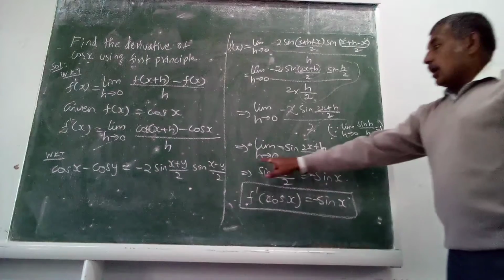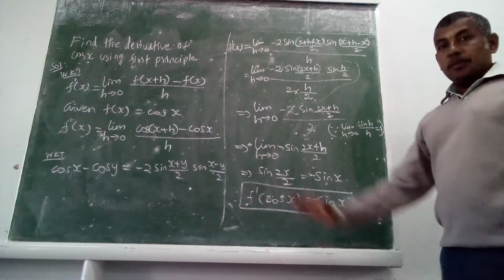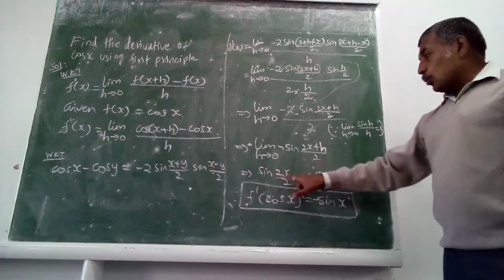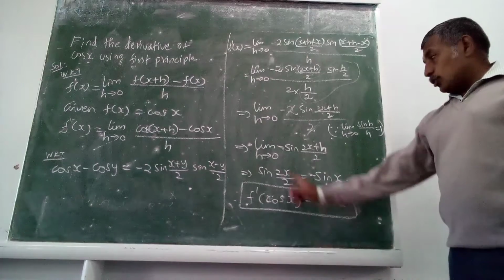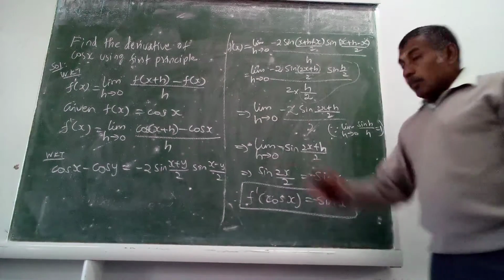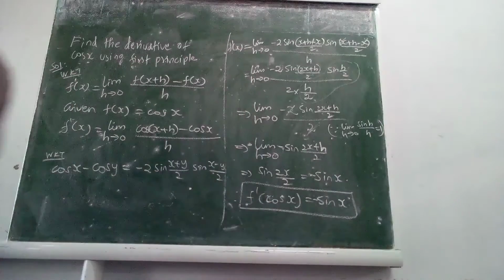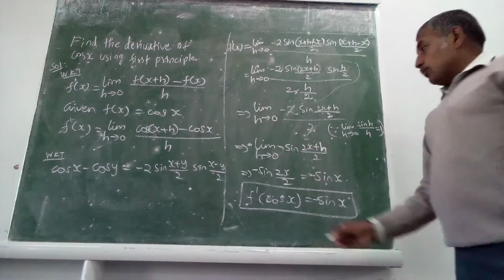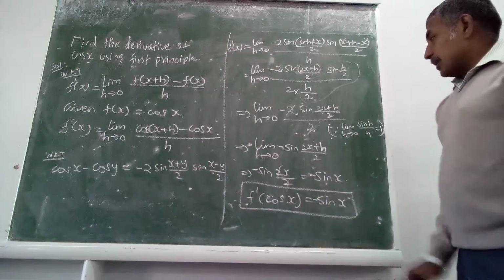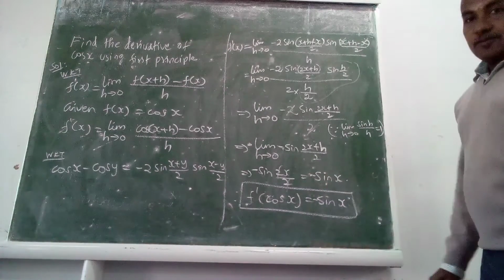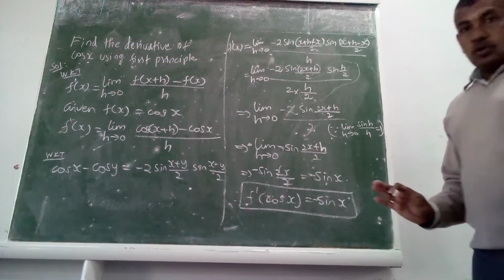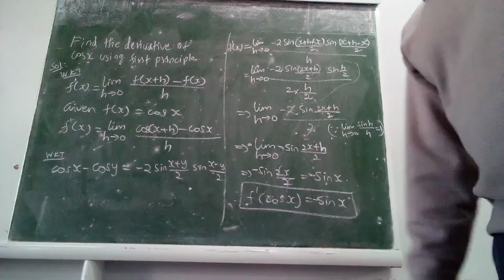Now substituting the limit h equal to 0 in this. What do I get? Sin 2x by 2. The 2 in the numerator and denominator get cancelled. So I get minus sin x. The last answer is minus sin x. It means that when you differentiate cos x, you will get minus sin x. Hope you understand well. Come on, let's see some other question.